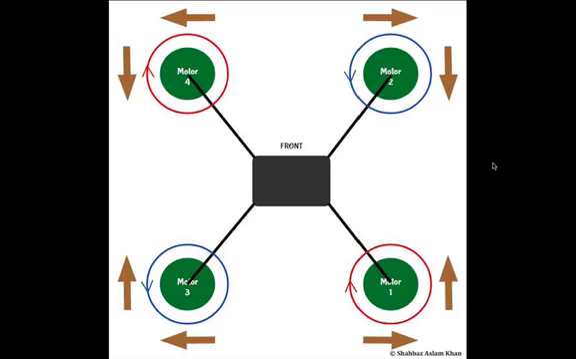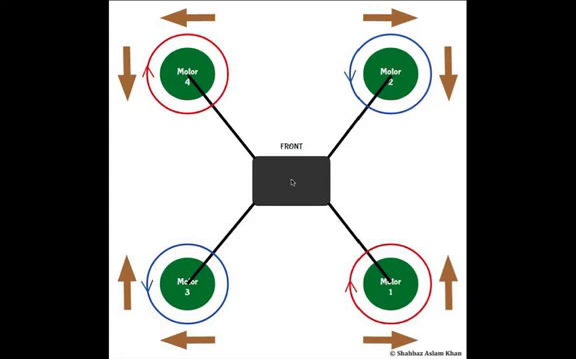Right. So here we have a quadcopter. It has four motors, number 1, 2, 3, and 4. Now motor number 1 and 4 turn clockwise, motor number 2 and 3 turn anti-clockwise. But remember that all the propellers on all four motors push the air downwards. So why do we make them turn in different directions?